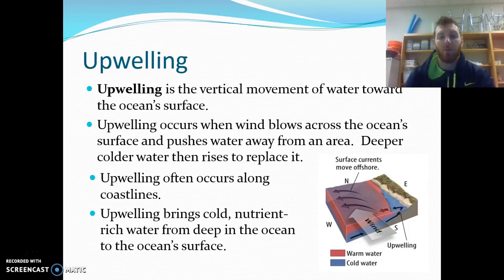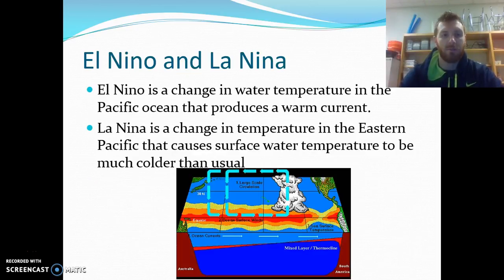Upwelling is a vertical movement of water towards the ocean surface. It occurs when wind blows across the ocean surface and pushes water away from a deep area, and that warm water that gets pushed out is replaced by cold, nutrient-rich water that rises to replace it. Upwelling often occurs along coastlines where there's a lot of winds that come off the water, and upwelling brings, as I said, cold, nutrient-rich water from deep in the ocean to the surface.